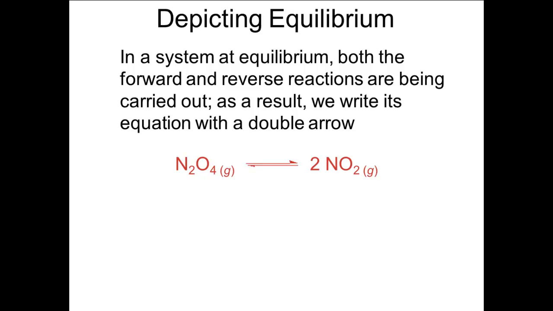Because at equilibrium, both the forward reaction and the reverse reaction continue to occur, when we have an equilibrium reaction, we use a double arrow to indicate that the reaction is reversible, and we will be dealing with an equilibrium reaction, not a reaction that goes to completion. The double arrow is read as "in equilibrium with."